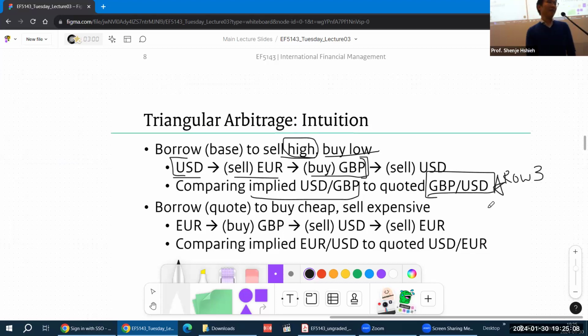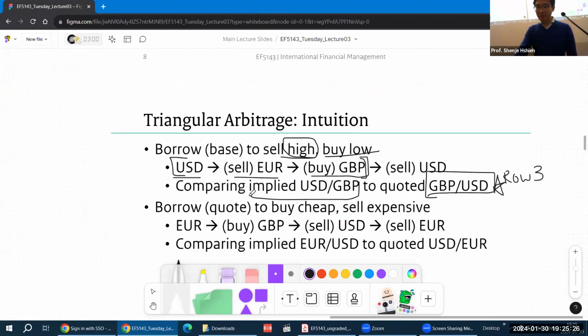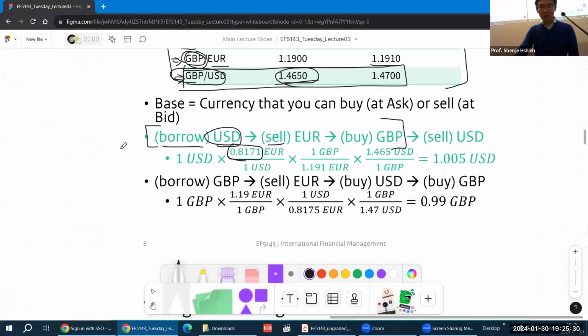So that's the intuition. The intuition again: trying to borrow currency, sell for as much of the quote currency as possible. Hopefully that amount is larger than the direct quote. And so when you convert back, you get more than what you started. So all we're doing is comparing the direct implied quote to the direct quote. And so in the first bullet point here, we're talking about USD to pounds and pounds to USD.